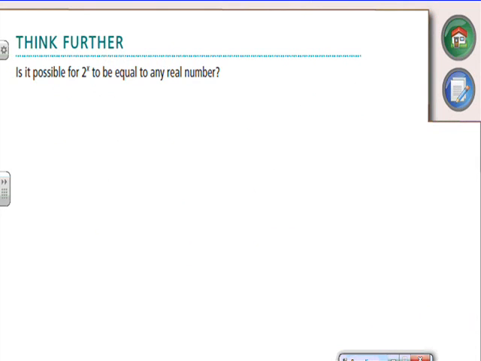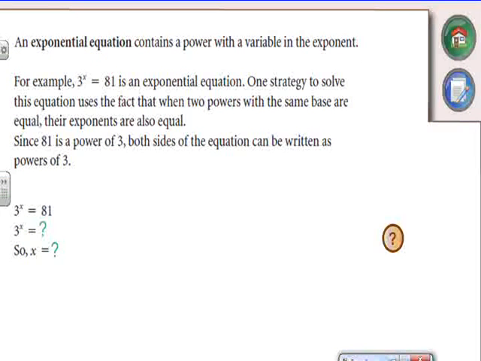Now there's a question there at the bottom of your page 358 that says, is it possible for 2 to the x to be equal to any real number? Give that one a thought. Definitely in that process be thinking about domain and range and see what you can come up with.